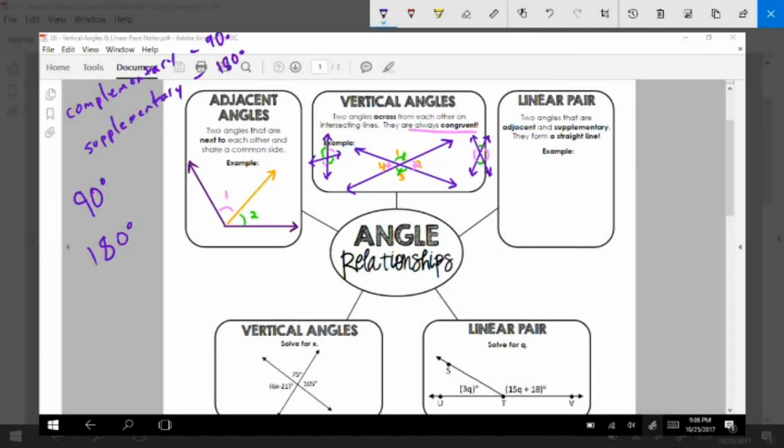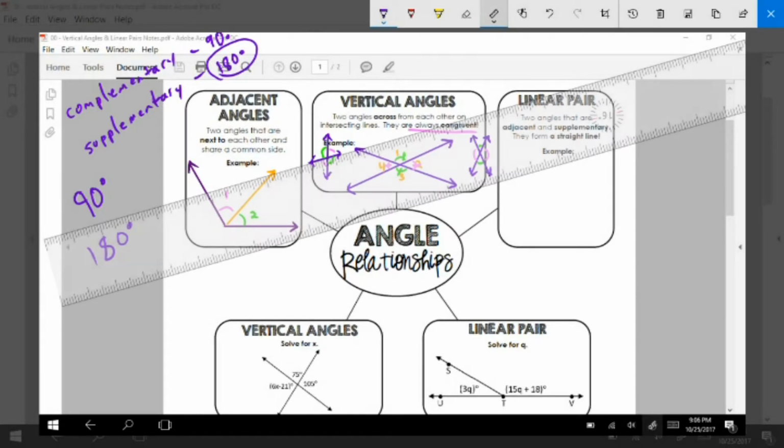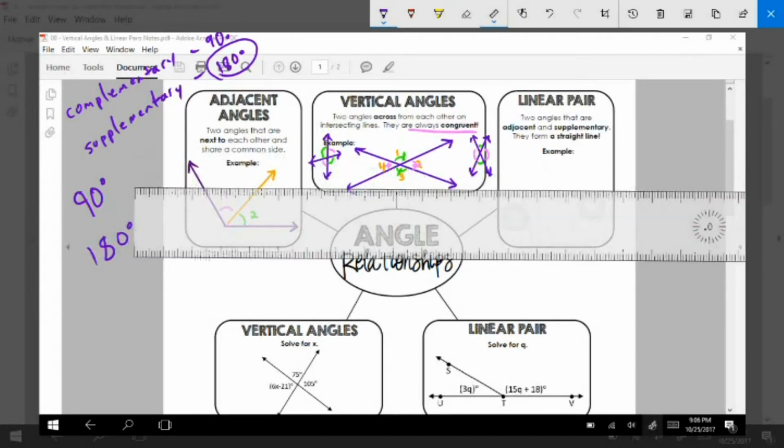So a linear pair is two angles that are adjacent and supplementary. That means they add up to 180 degrees. And they form a straight line. So, for example, it would look something like this.